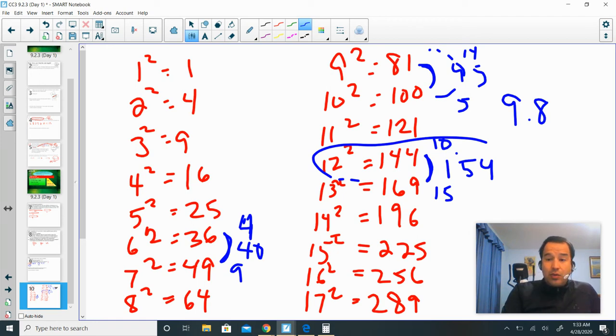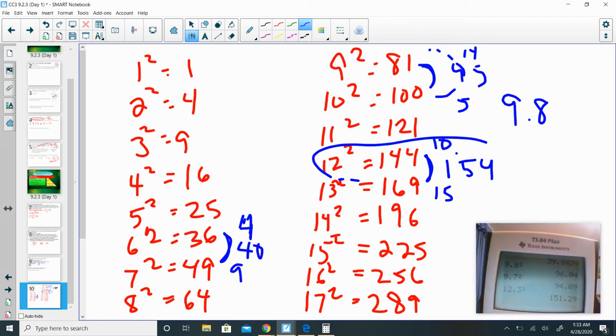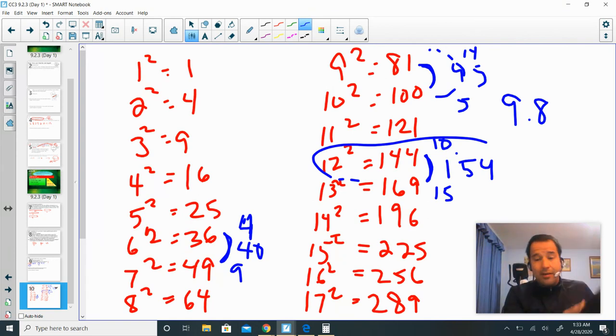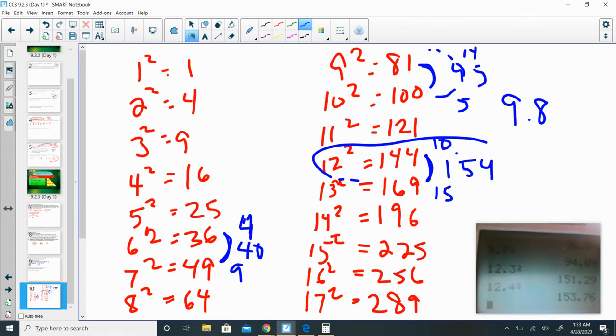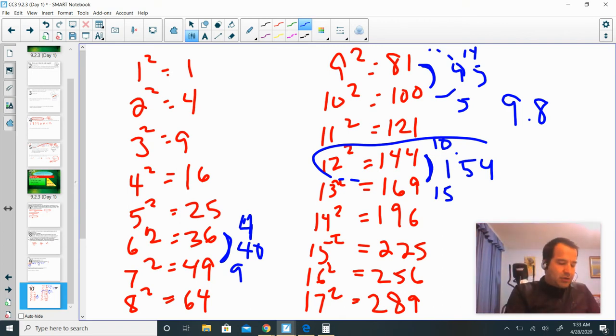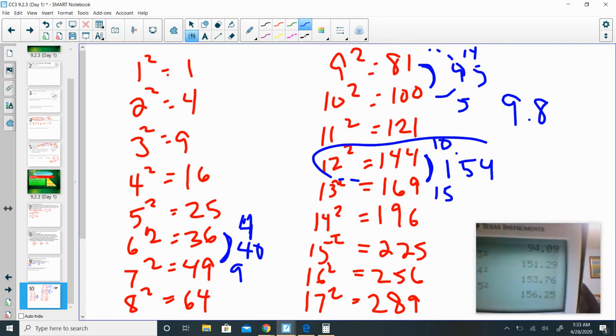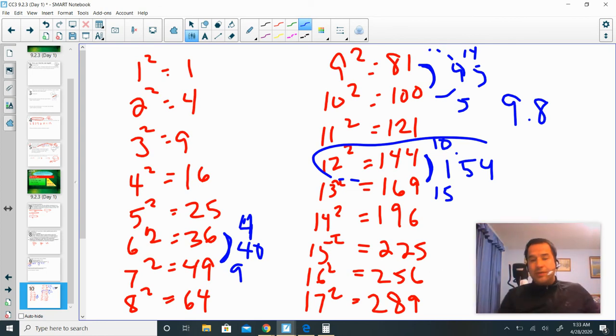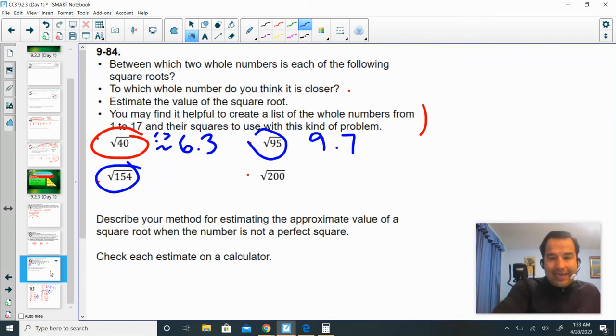Okay. All right. 12 and 3/10 got me 151 and 29 hundredths. That's not bad. It's a little bit low. So let's try 12 and 4/10. If I had done 12 and 4/10, definitely better. 153 and 76 hundredths. That's about as close as I'm going to get. Because if I go 12 and a half squared, that's 156. So that's too high. So 12 and 4/10 was the correct answer. And if you guessed 12 and 4/10, you are correct.